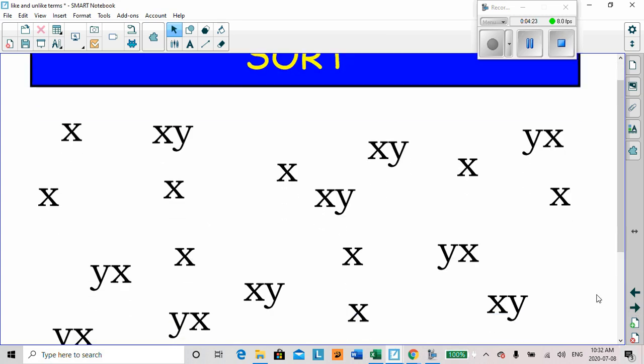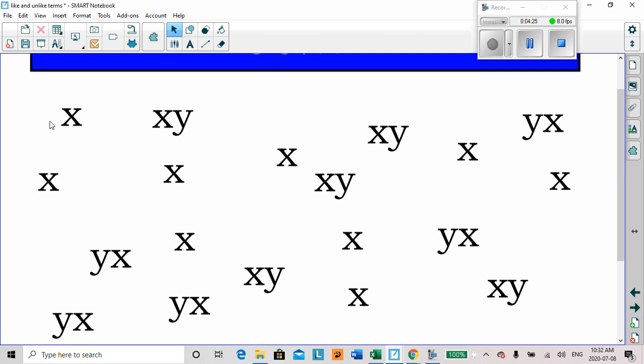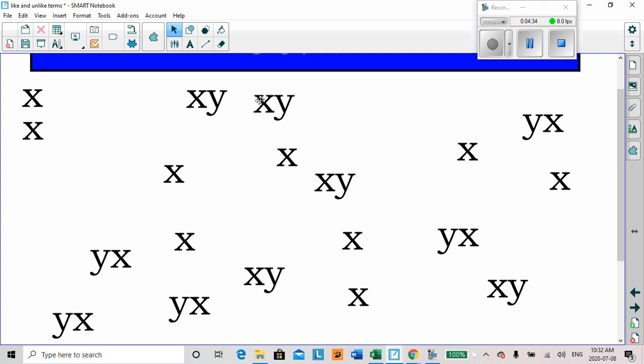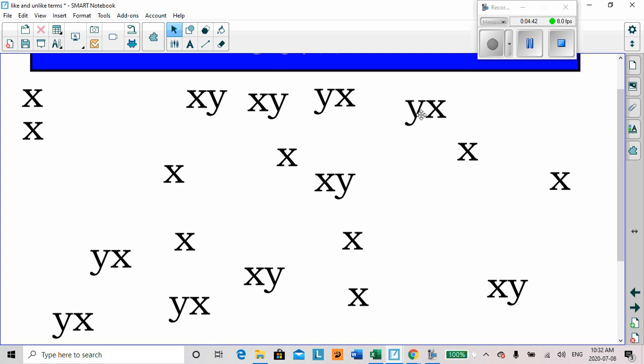Let's sort another one. This time, I can put all of my X's in one pile. My XY's are different, so they will go into another pile. My YX's, X times Y and Y times X means the same thing, so I'm going to put those into the same pile. And I'm going to pause just to save time.